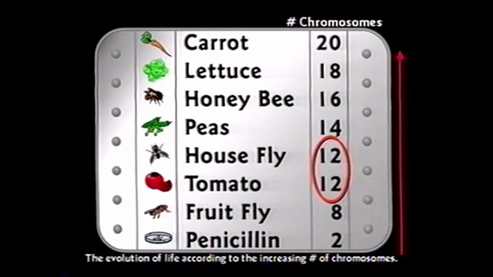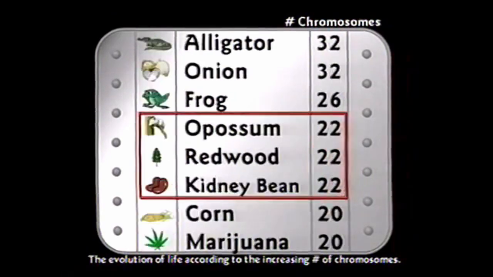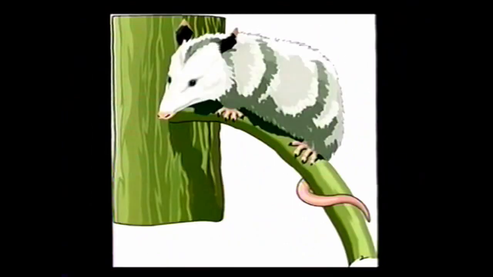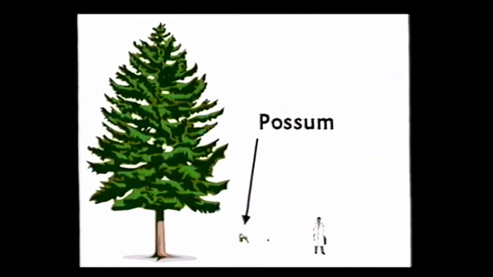And then very slowly they evolved some more chromosomes and became a pea. And then very slowly it got 2 more chromosomes and turned into a bee. Now here you can see the similarity. P, B, very similar. And then slowly, over millions of years, it evolved until we had triplets. Did you know the possum, the redwood tree, and the kidney bean all have 22 chromosomes? The average scientist cannot tell them apart. Let's see, which one is which here? Let me think here. Tree, possum, kidney bean. I think I got them right.